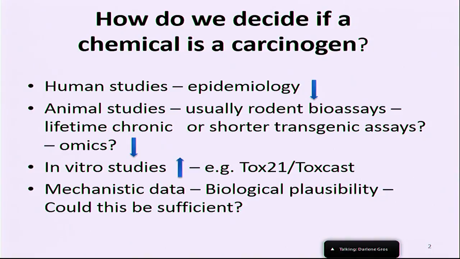and combined with animal studies such as rodent bioassays, lifetime chronic ones, or shorter transgenic ones. Now, the problem with partly with this is that the number of epidemiology studies of, say, occupational settings and things like this is declining, and the number of rodent bioassays that are being performed by government programs or other entities is also declining. So we're getting less and less information which we rely on.